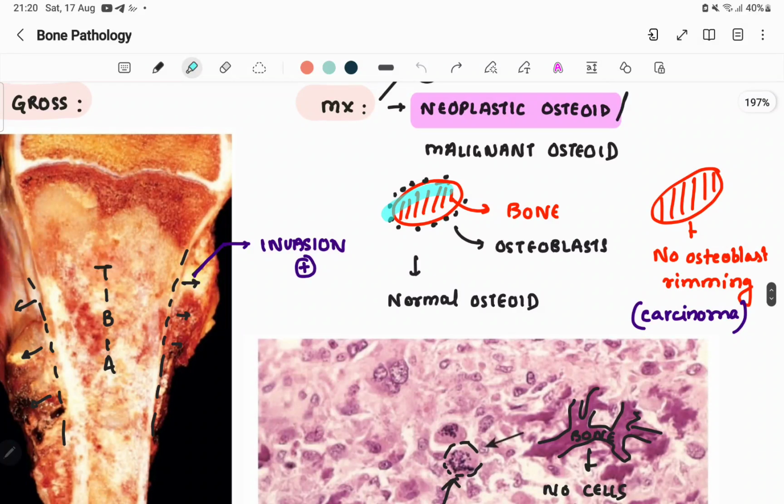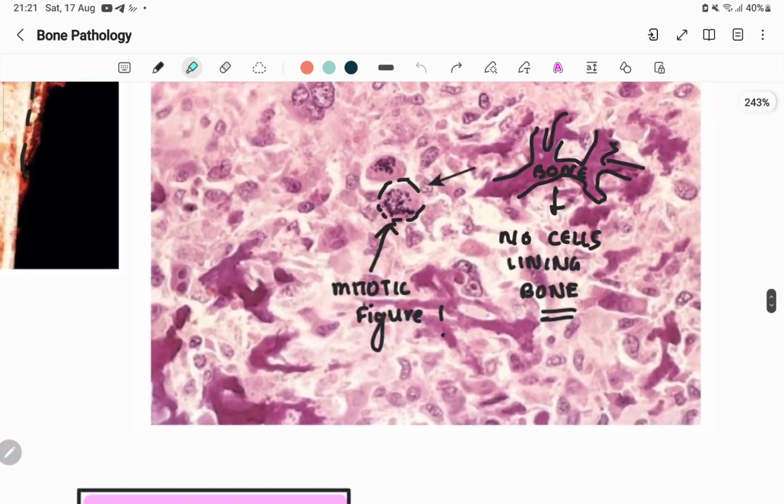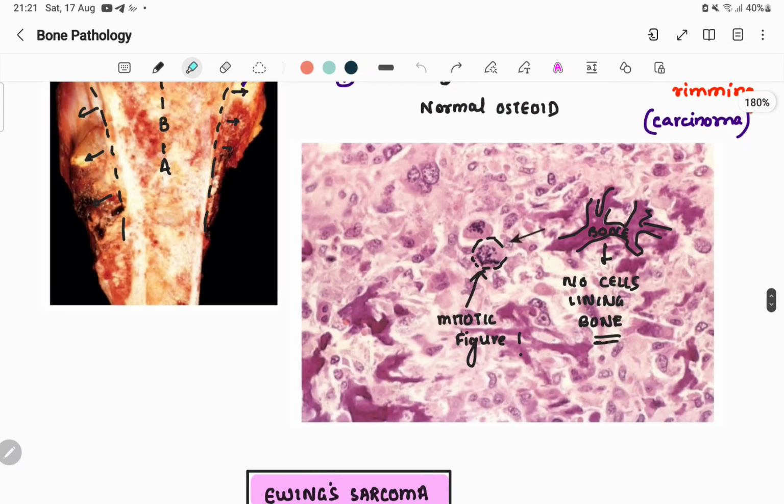That means that normally, whenever there is a bone, it is surrounded by osteoblasts. You must have seen it in the Haversian canal itself. But here, in carcinoma, there is no osteoblastic rim, so it is not surrounded by any osteoblasts. You can see that the bone present has no osteoblast associated with it. And here mitotic figures may be seen, which is a characteristic feature of dysplasia.